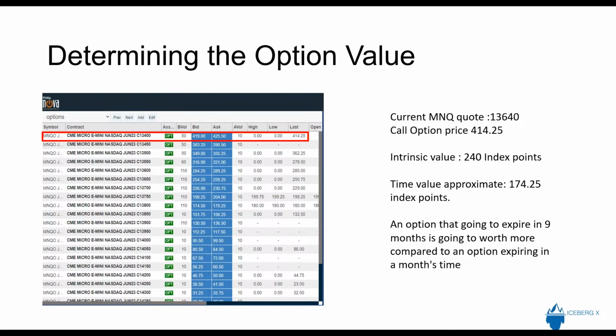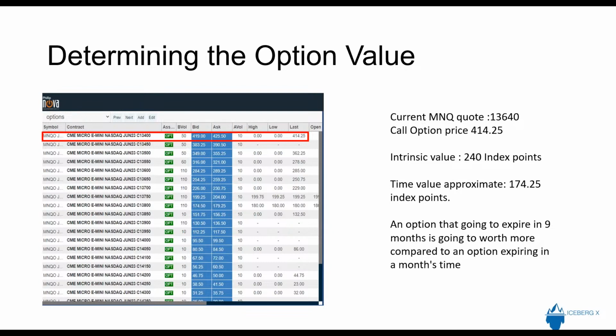Keep in mind, because there's a lot of time duration involved, this option is going to expire in 9 months. So when you have a longer dated option, the premium that you pay for time value is actually a lot. Because when you have time on your side, there's a higher chance for a particular option to expire in the money. So therefore, the time value is always a significant factor if the duration of the expiry is longer. So keep that in mind.